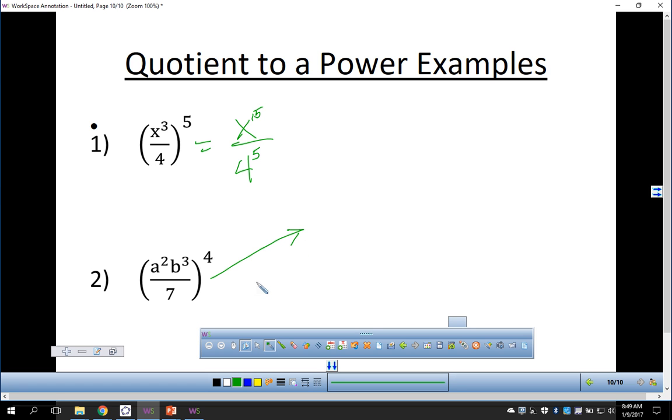Go ahead. I'm going to give it to Daniela. 8 to the 8th. And b to the 12th. What's on the bottom? Over 7 to the 4th. 7 to the 4th. Very good. Okay, I'll give you those 2 people points.